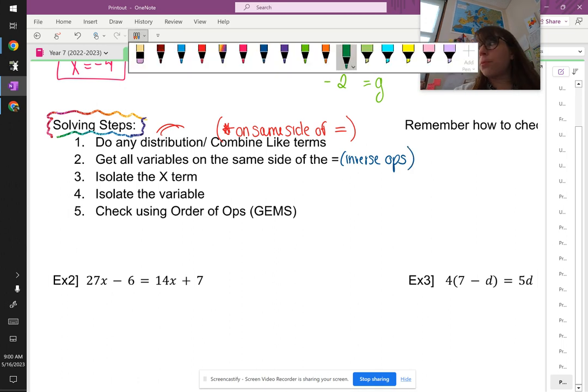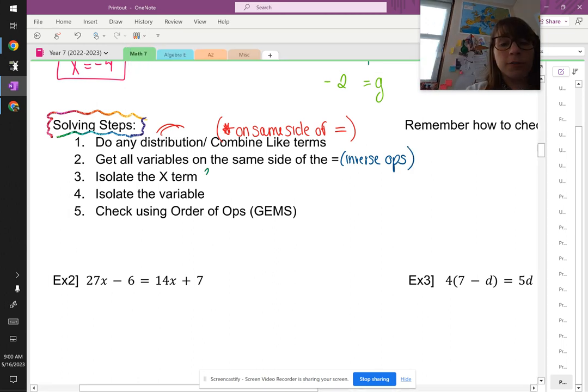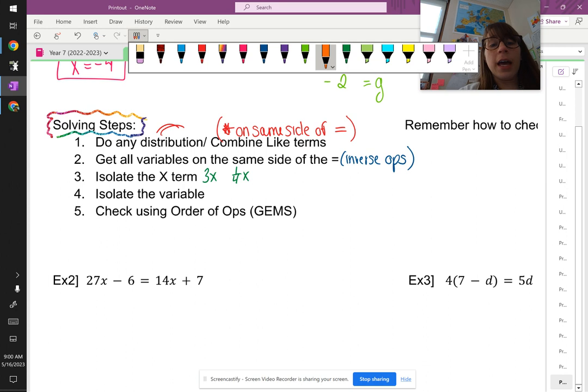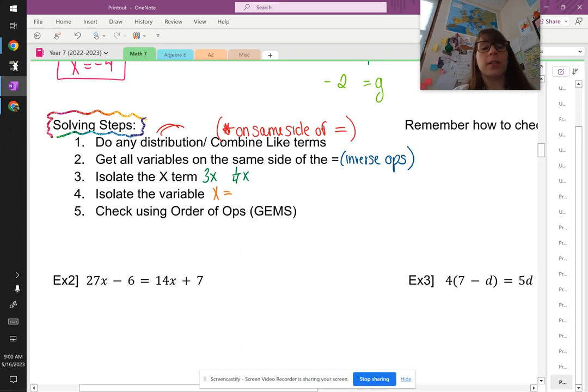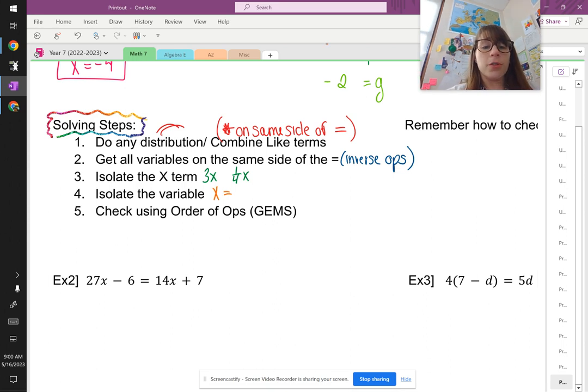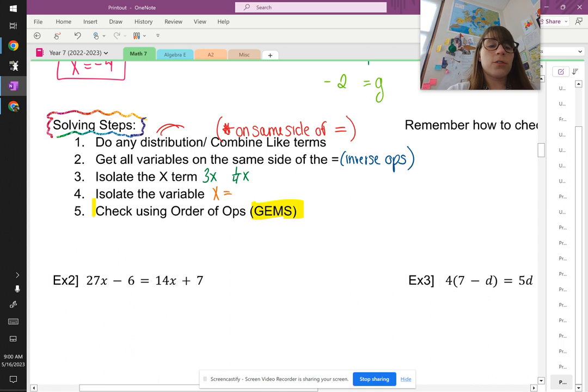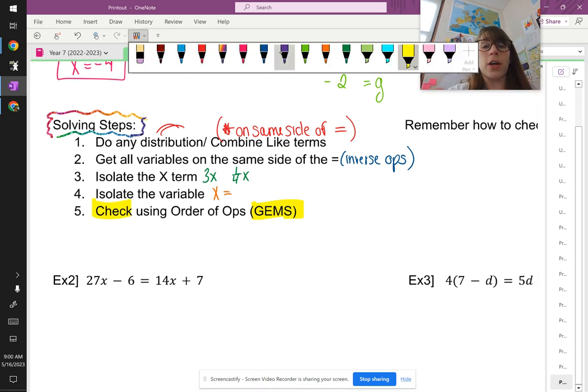Isolate the x term, get that x piece by itself, the 3x, the 1/4 x, get the piece with the x by itself first, and then get the x by itself. Still using inverse operations to do that. And check using order of operations, aka GEMS. Check. It's been a hot minute since we've done a check.